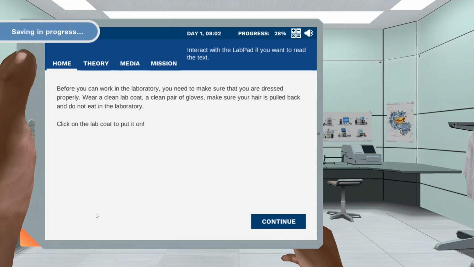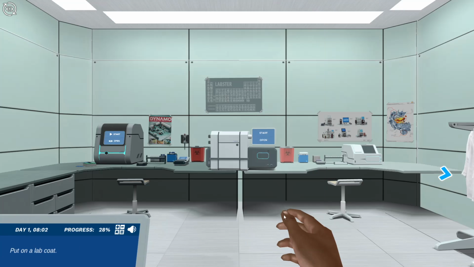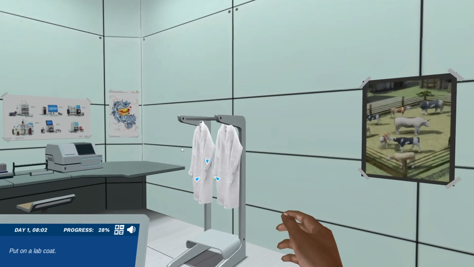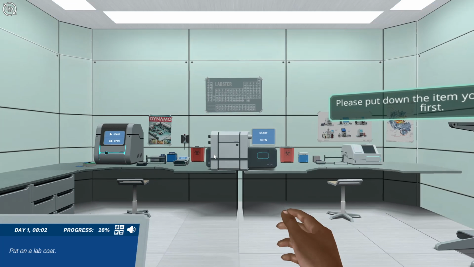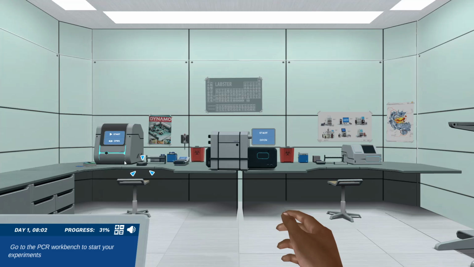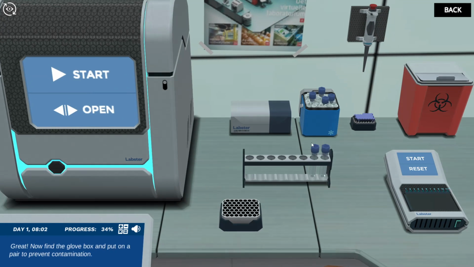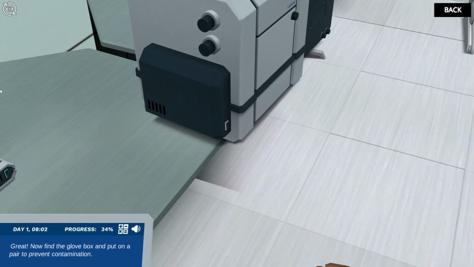Before you can work in the laboratory, you need to make sure that you are dressed properly. Wear a clean lab coat and a clean pair of gloves. Put on a lab coat. Go to the PCR workbench to start your experiment. Great! Now find the glove box and put on a pair to prevent contamination.